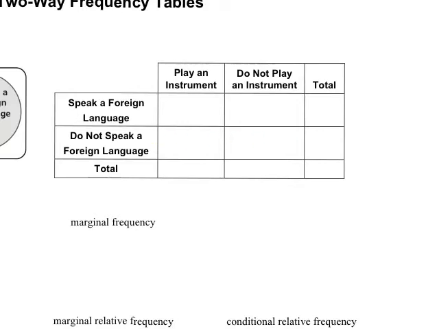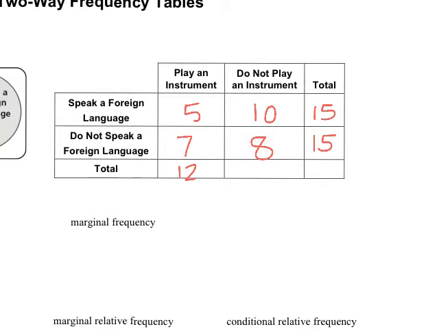Okay, so let's just put random numbers in here, but let's keep it nice and simple. So let's put 5, let's put 10, let's put 7, and let's put 8. Okay, so if I work across to find the total number of people that speak a foreign language, I would just have to add 5 and 10 to make 15. If I wanted to find the people that do not speak a foreign language, 7 and 8 is also 15.